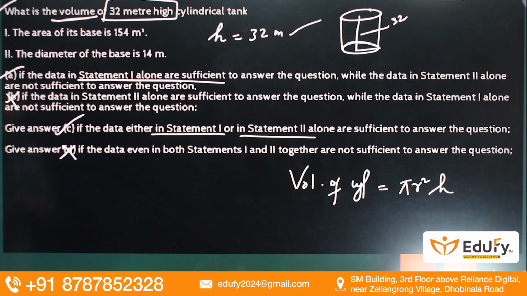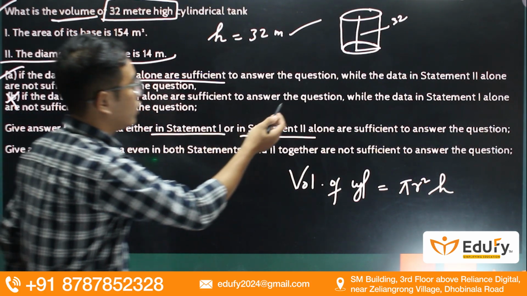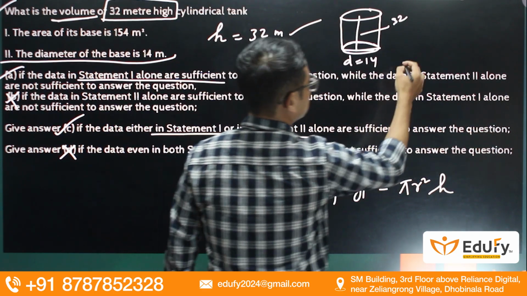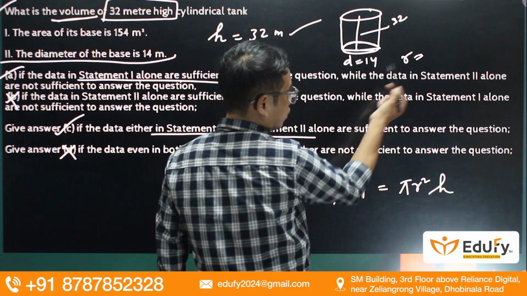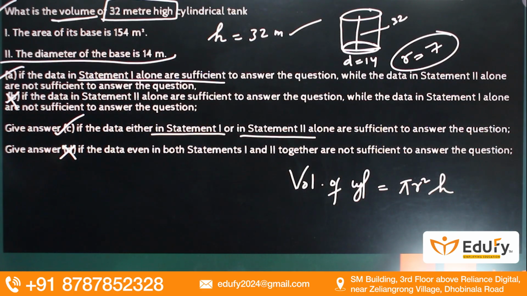Now, from here, they have given me the diameter of the base. Diameter of the base means from here to here, which is given as 14. That means we don't need the diameter, we need the radius. So radius is 14 by 2. That means the radius is 7. Okay, so since you know your radius, let me just write the statement 2 first of all.